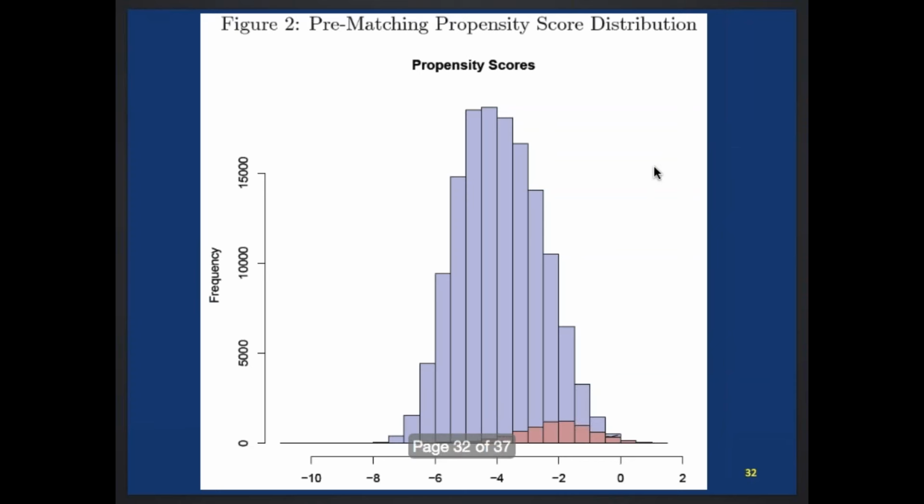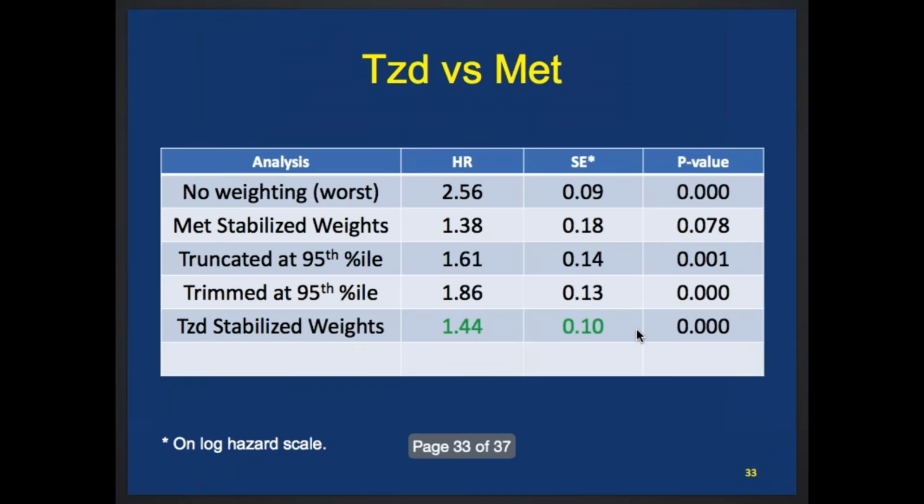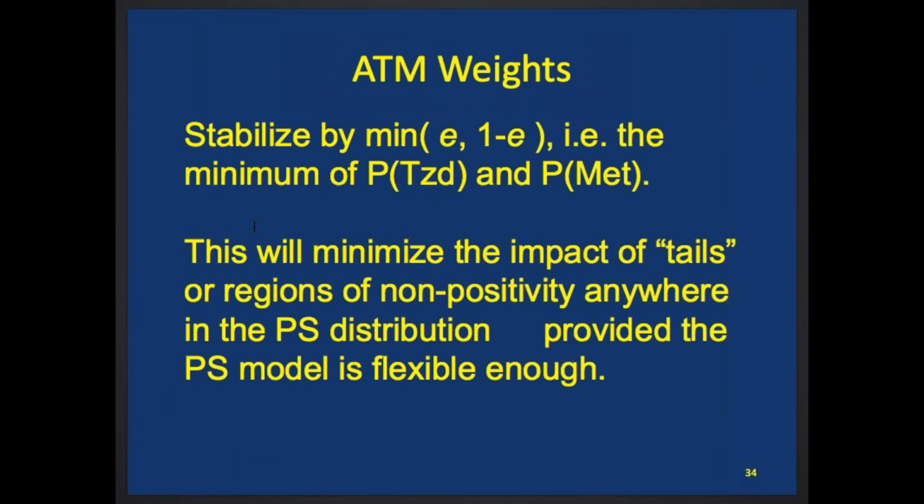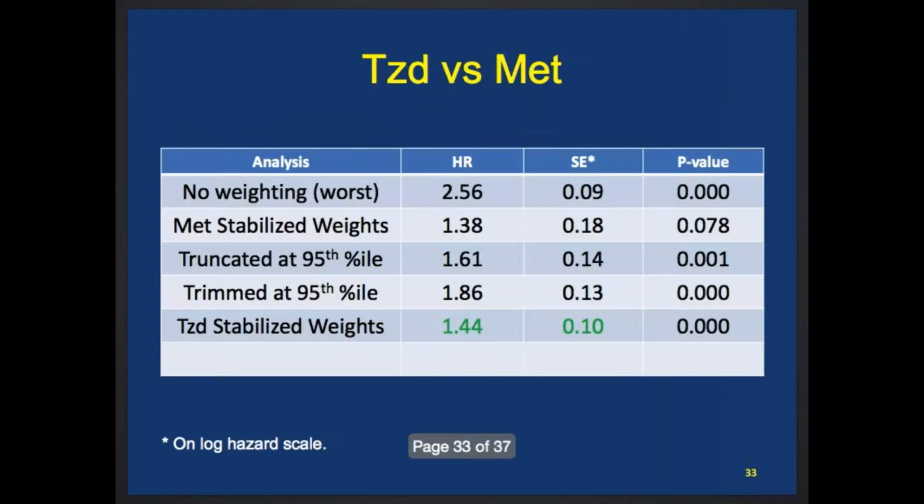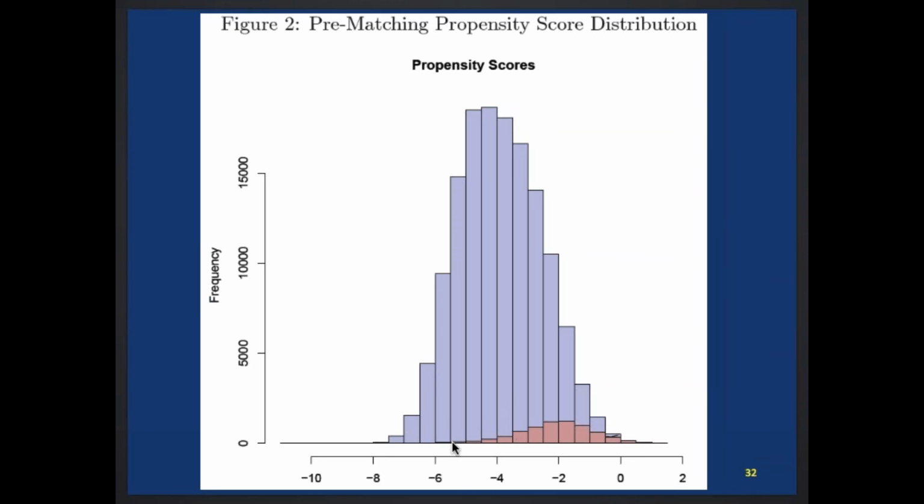There is a question of what happens if we don't have one group completely dominating the other group. What are we going to do? Maybe the TZD users could go off like this, where there's a bunch of TZD users who have no MET users looking for them. There's a really nice solution by Lee and Green, and my student Laurie Samuels is doing some of the causal inference theory behind it. She refers to it as ATM weights, or the average treatment effect among a matchable cohort.